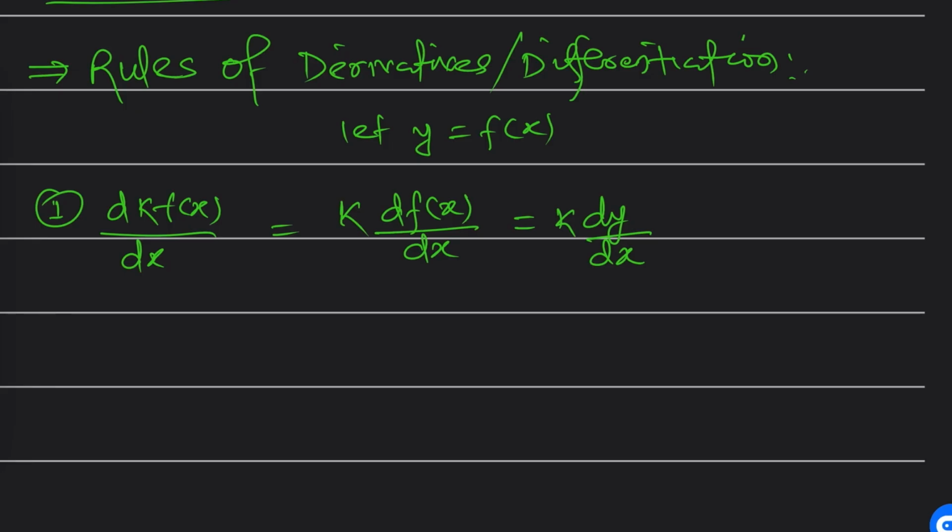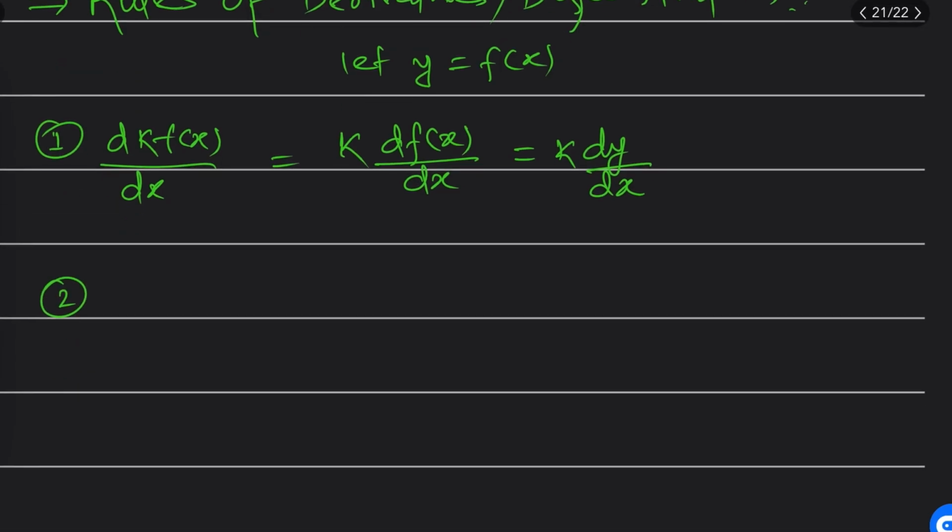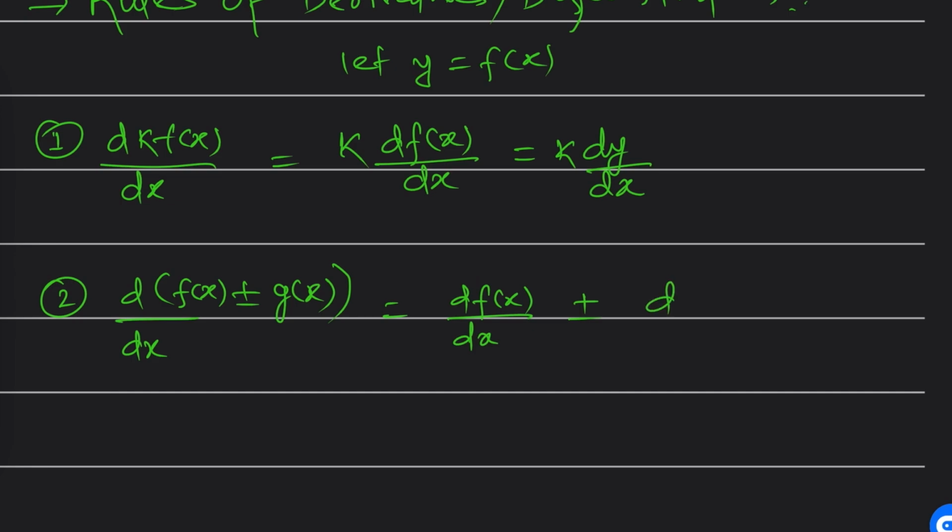Okay, let's start. Second rule, rule number 2. What is rule number 2, sir? Rule number 2 says that if you have two functions, again, a function is nothing but y values. If you have two functions, the differentiation of f(x) plus or minus g(x), meaning two functions in addition form, you will have to differentiate separately. So differentiation of f(x) with respect to x, plus or minus, whatever it is, you put as it is, and then differentiation of g(x) with respect to x.